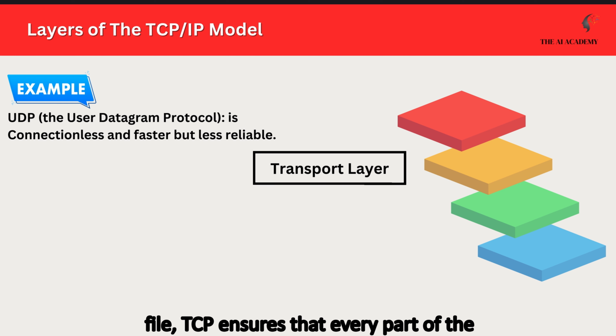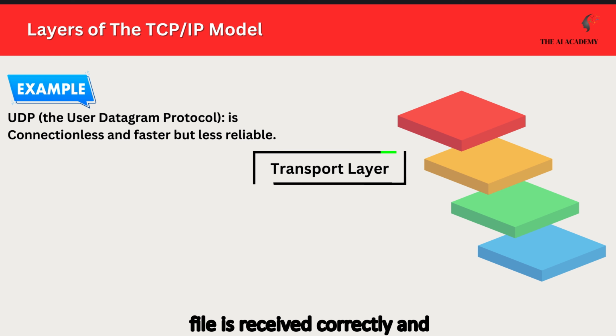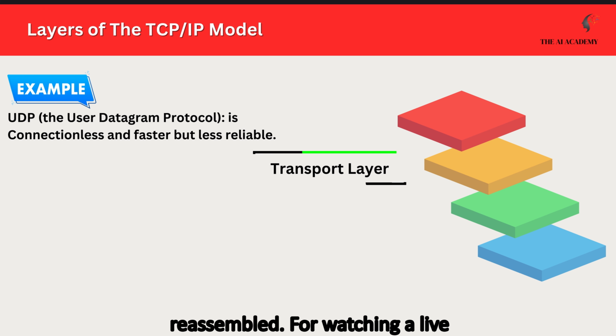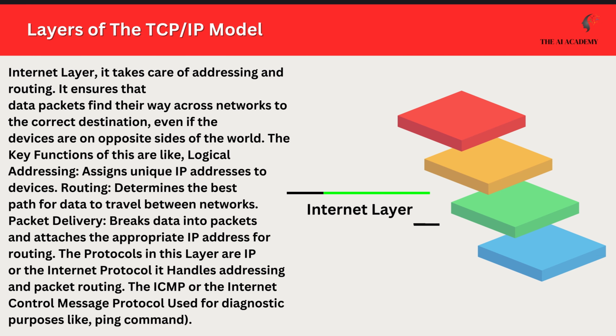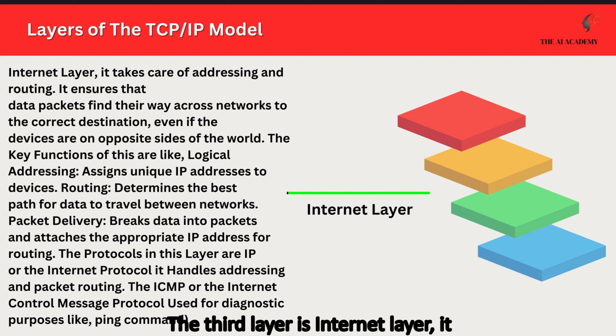If you're downloading a file, TCP ensures that every part of the file is received correctly and reassembled. For watching a live video stream, UDP prioritizes speed, even if some packets are lost. The third layer is Internet layer. It takes care of addressing and routing.